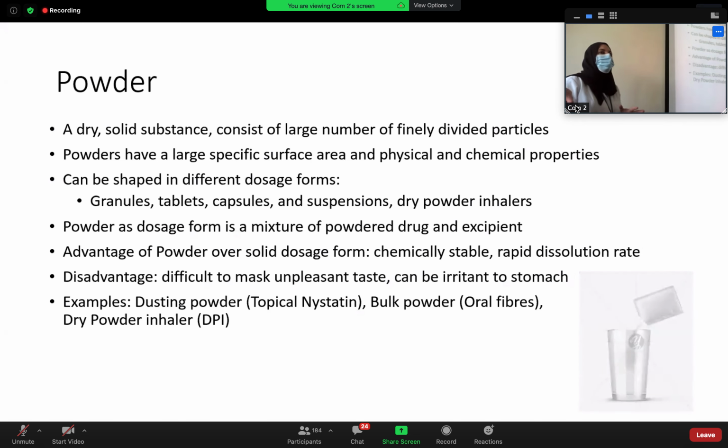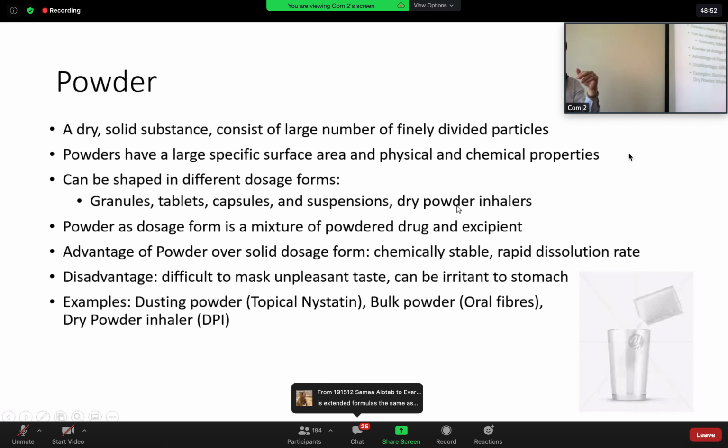Okay, so still we are in which formulations? The solid dosage forms or semi-solid? Solid. Excellent. So powder is another formulation. I think we covered most of the points here, but again, it's a dry solid substance that consists of a large number of fine, divided particles. This is where it comes to one of the advantages of powders, especially when it's intended for enteral administration, that it can cover a large size. They can be shaped into different dosage forms, like granules, tablets, capsules, suspension by itself, or dry powder inhalers. Even for the inhalers, the main formulation is a powder, in the dry powder inhalers.